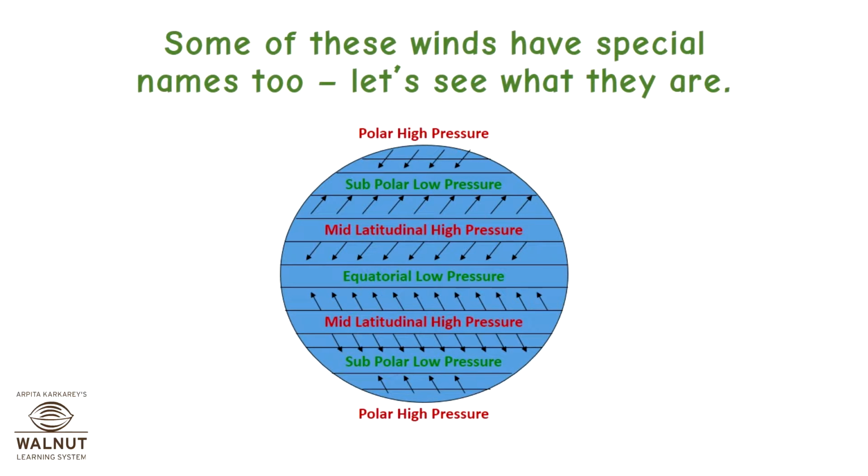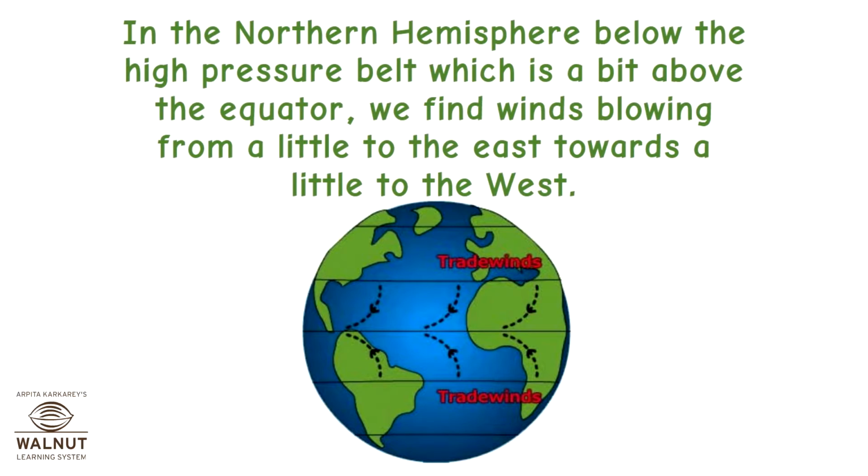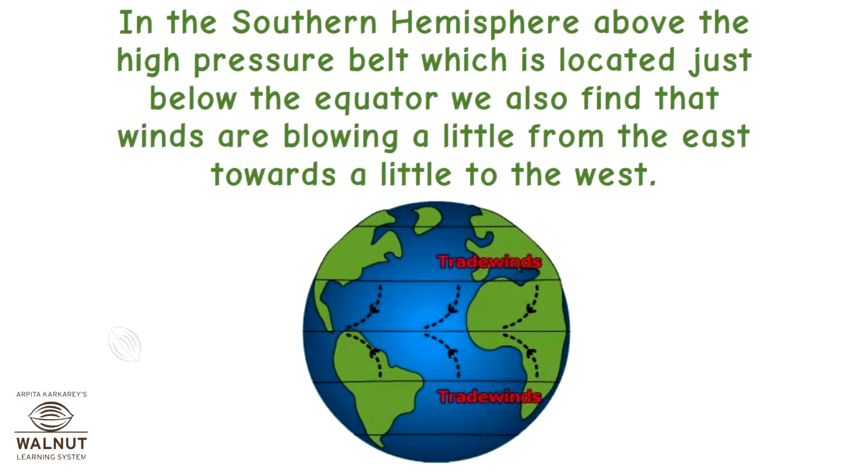Some of these winds have special names too. Let's see what they are. In the northern hemisphere, below the high pressure belt, which is a bit above the equator, we find winds blowing from a little to the east towards a little to the west. In the southern hemisphere, above the high pressure belt, which is located just below the equator, we also find that winds are blowing a little from the east towards a little to the west.